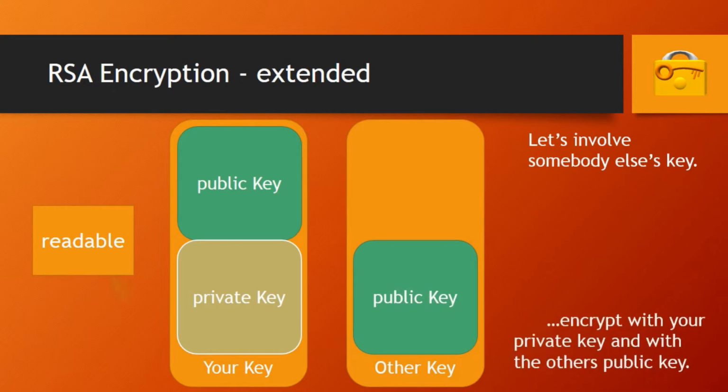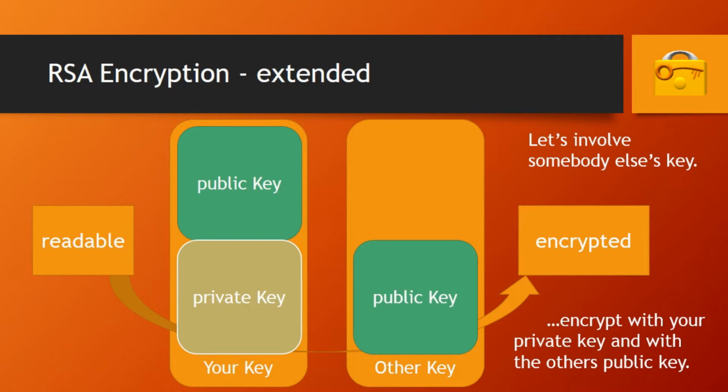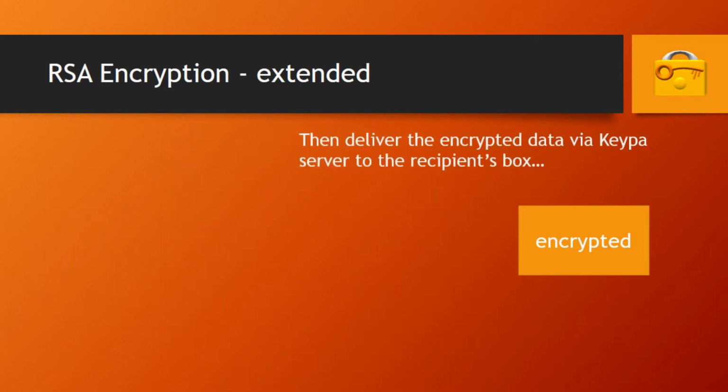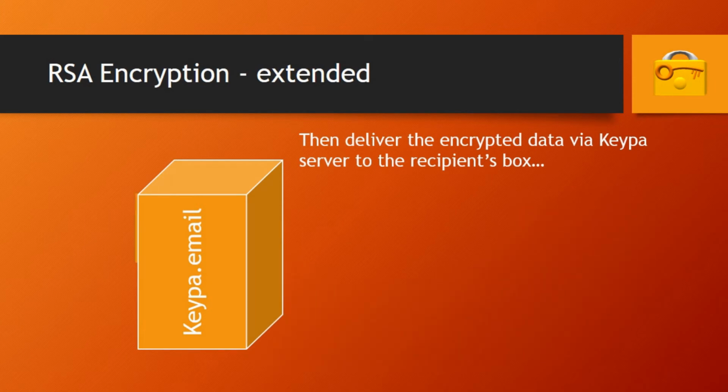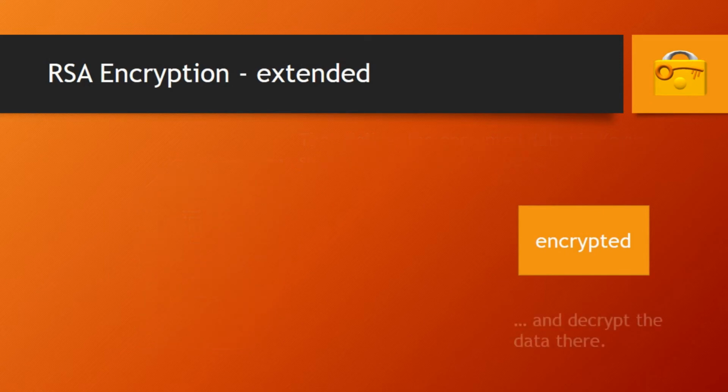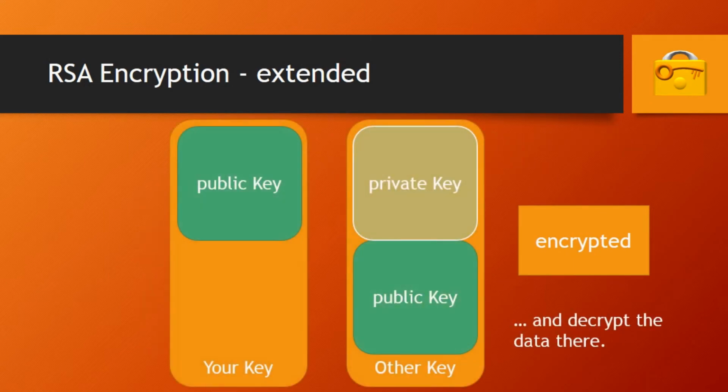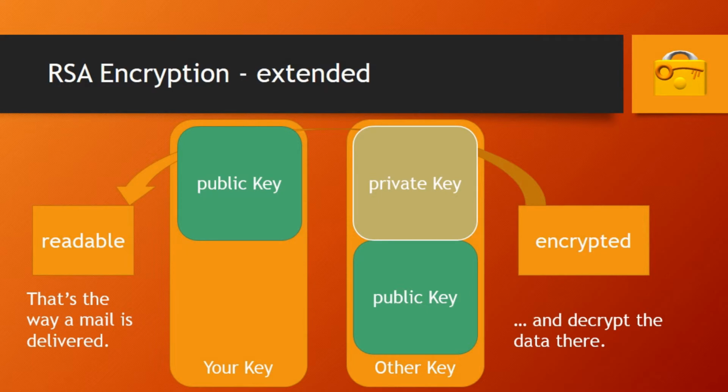We take our data, encrypt it with our private key and also with the other's public key, and we get our encrypted data. So it's time to deliver this data into the other box, and that's the server's job. Okay, well done. And that's the situation we find there. The other's pair is complete and our public key is available. Our private key is not needed to make the data readable again.